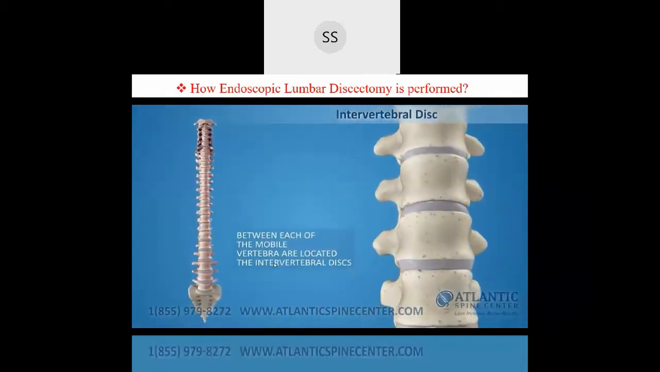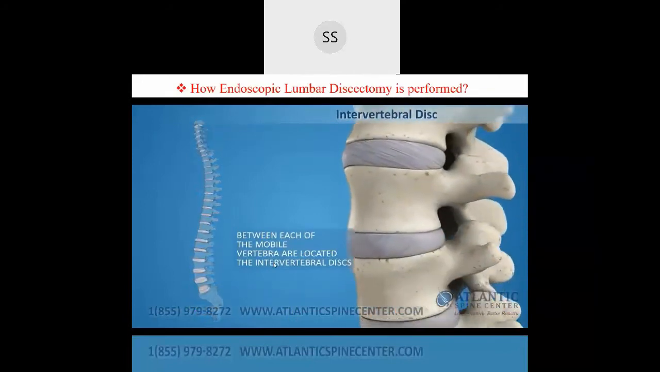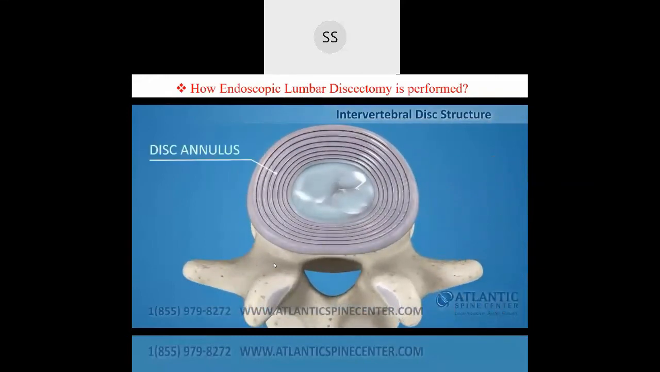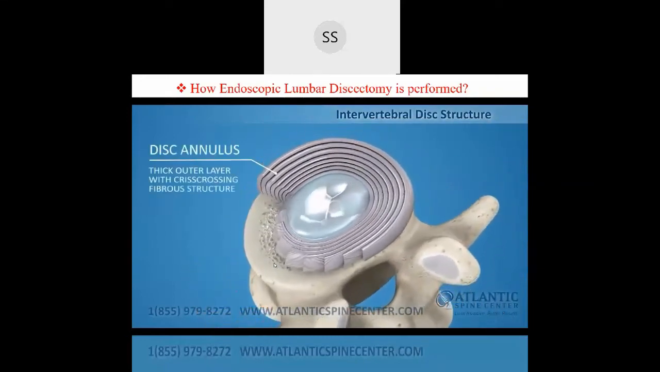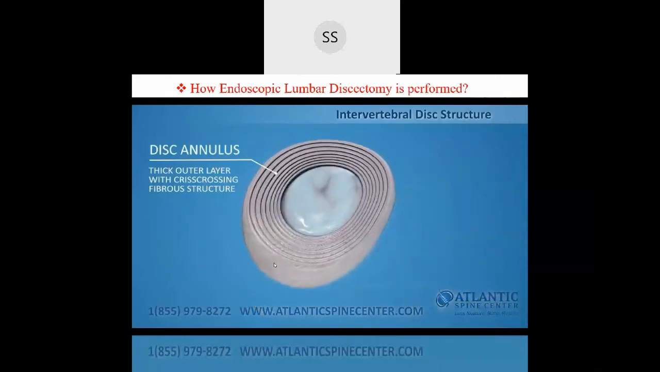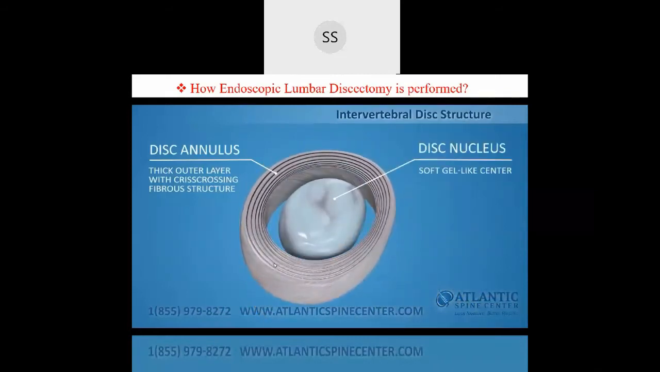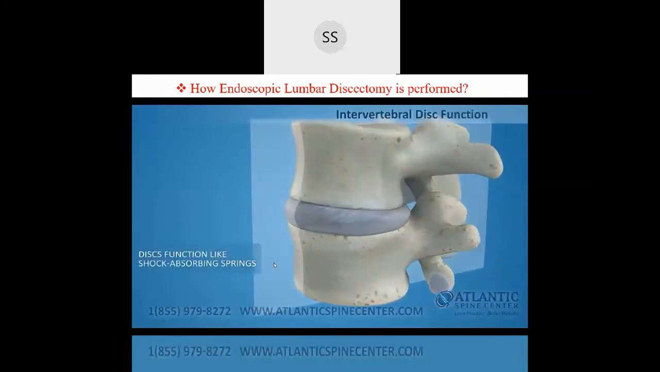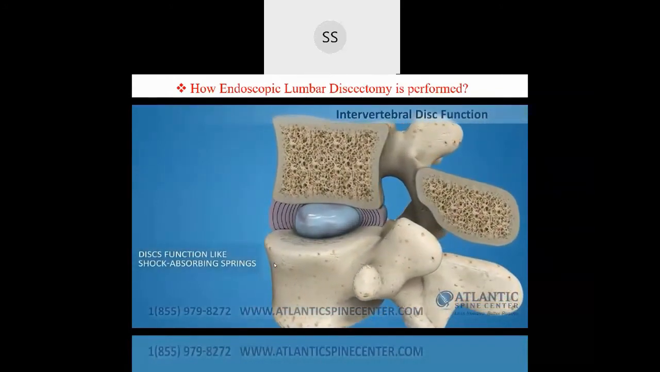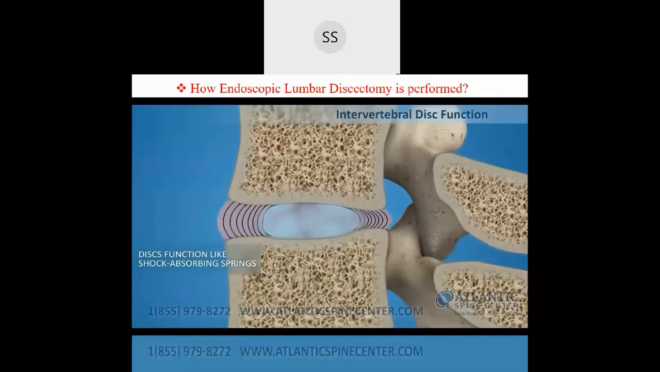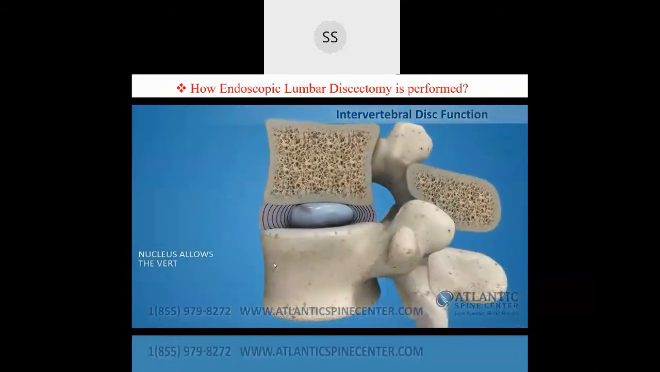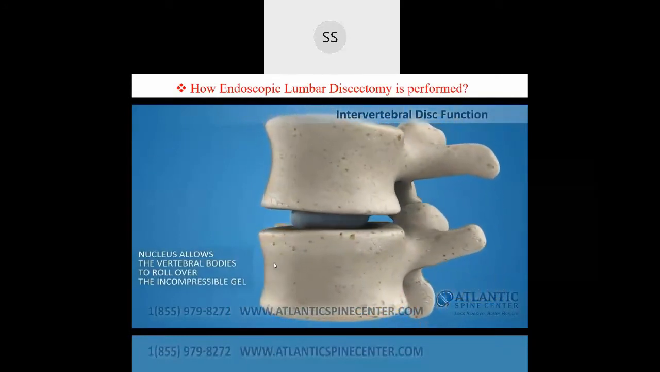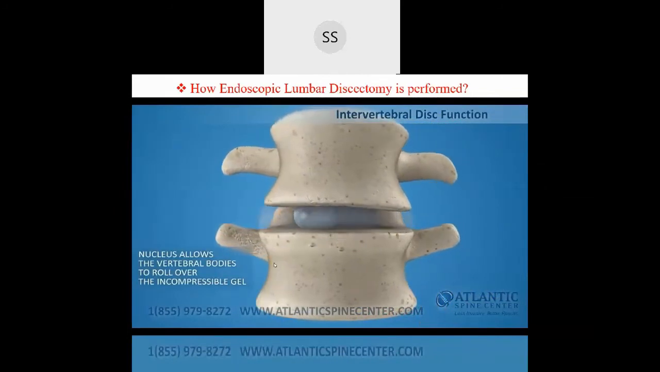Between each of the movable vertebrae is located the intervertebral disc. Intervertebral discs consist of a thick outer layer with a crisscrossing fibrous structure, the annulus, that surrounds the soft gel-like center, the nucleus. Discs function like shock-absorbing springs. The annulus pulls the vertebral bodies together against the elastic resistance of the gel-filled nucleus. When you bend, the nucleus acts like a ball bearing, allowing the vertebral bodies to roll over the incompressible gel.